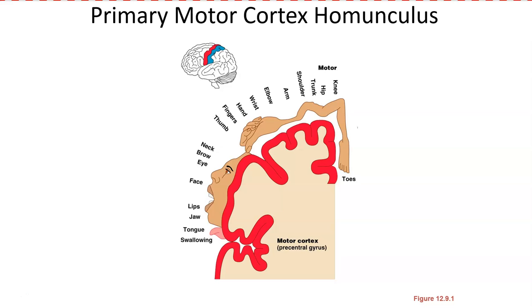I should also remind you that we have contralateral control here, meaning the left hemisphere of the brain controls the right side of the body. Likewise, the right hemisphere controls the left side of the body. So this is in the precentral gyrus of the frontal lobe, and this is a mapping to where these movements originate.